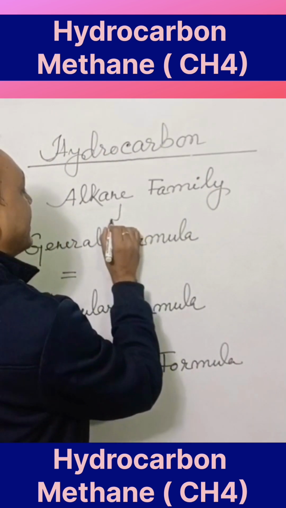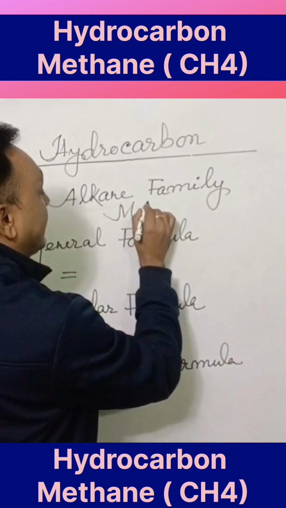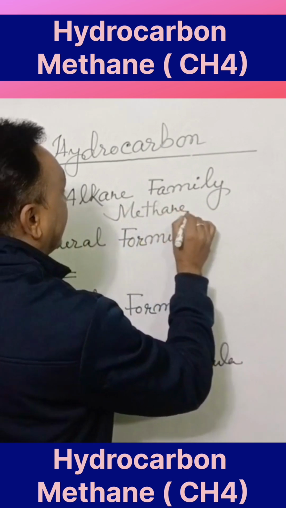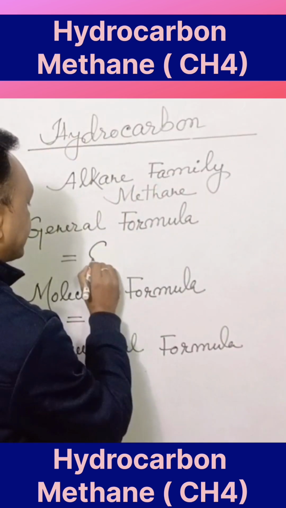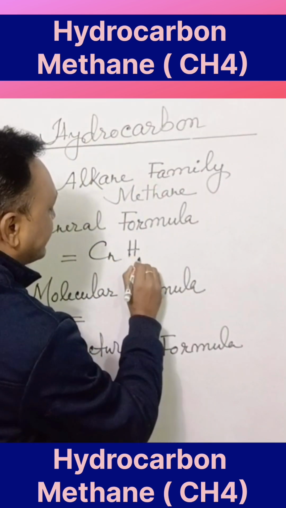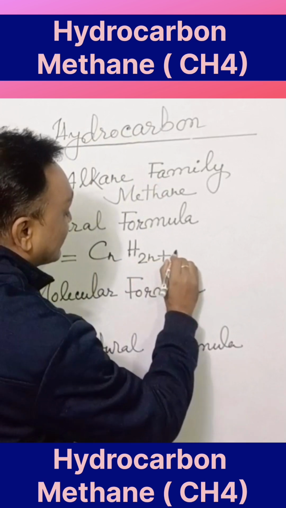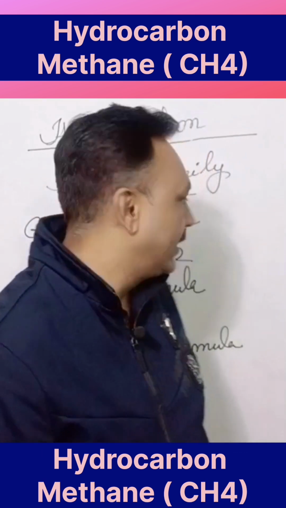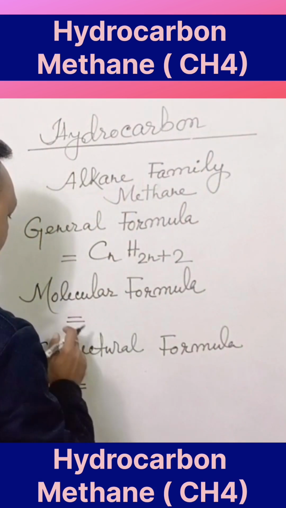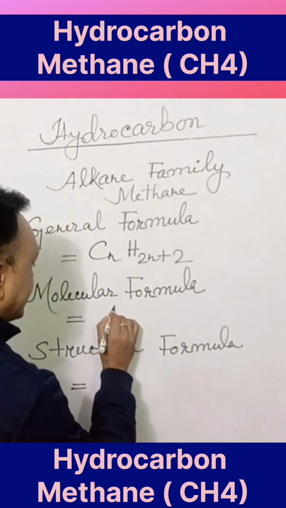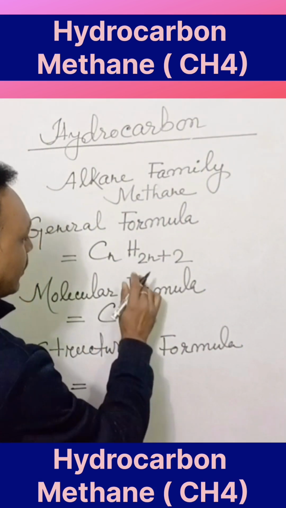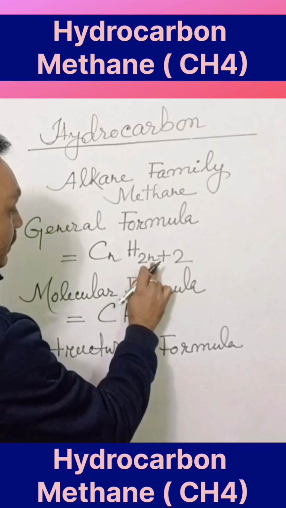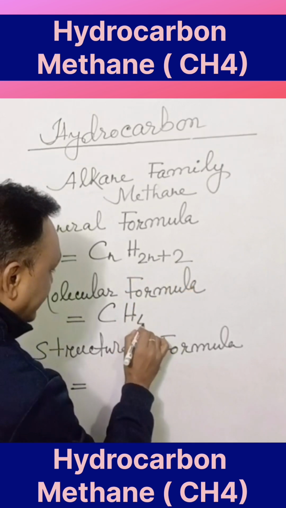The first member is methane, M-E-T-H-A-N-E, methane. The general formula is CnH2n+2. So meth means 1 carbon. So if I put n equal to 1, then the molecular formula will be C H 2 into 1 plus 2, that is 4.